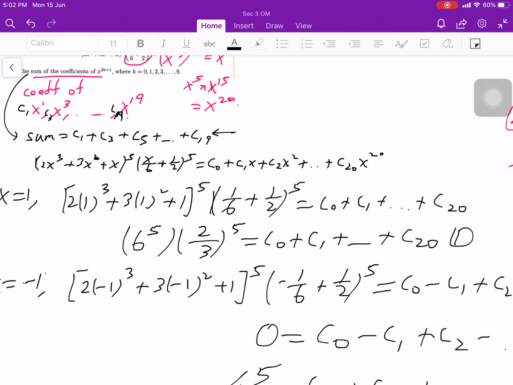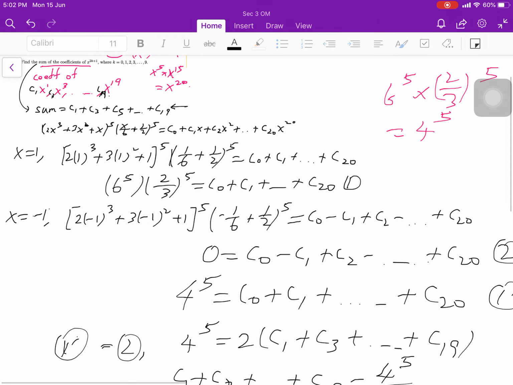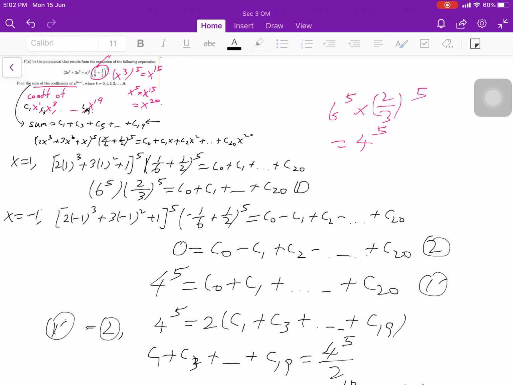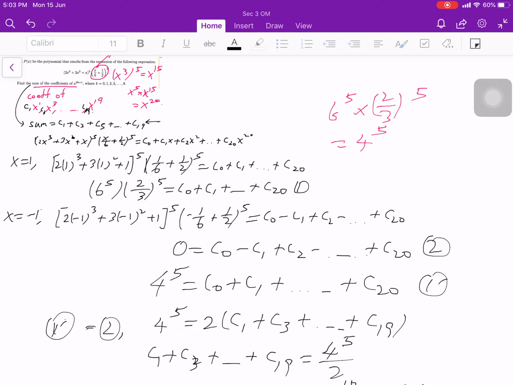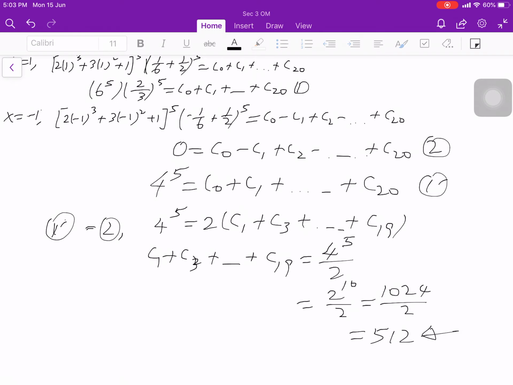And then next you substitute x equal to minus 1, you will get the expression C0 minus C1 plus C2, and then minus something, and then all the way plus C20. Then after that, you use equation 1 prime minus equation 2 prime. You get 2 copies of C1 plus C3 all the way to C19, right? Then you just solve, and in this case, the answer is 512. With that, I stop the question.